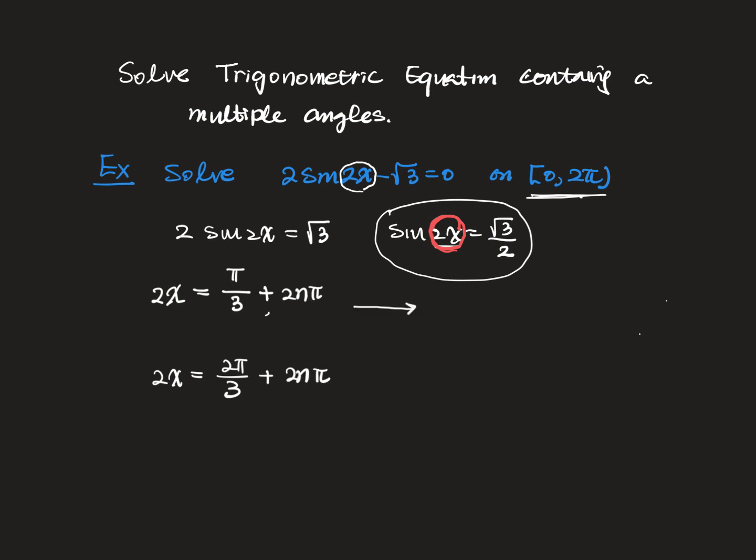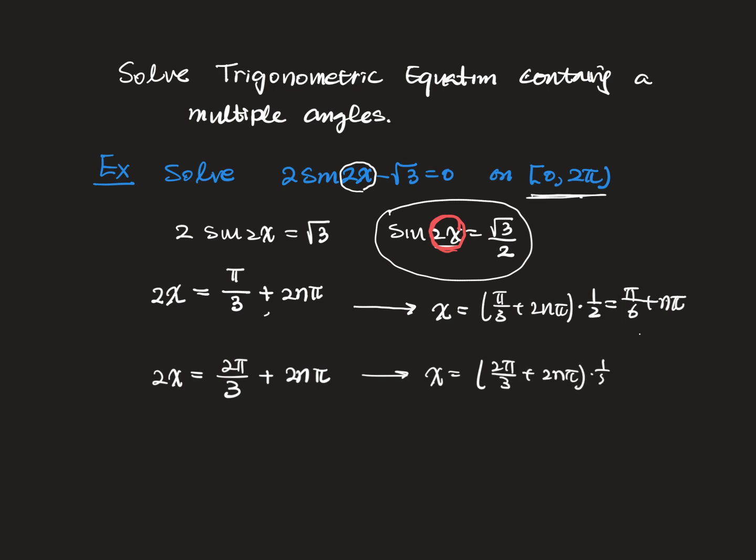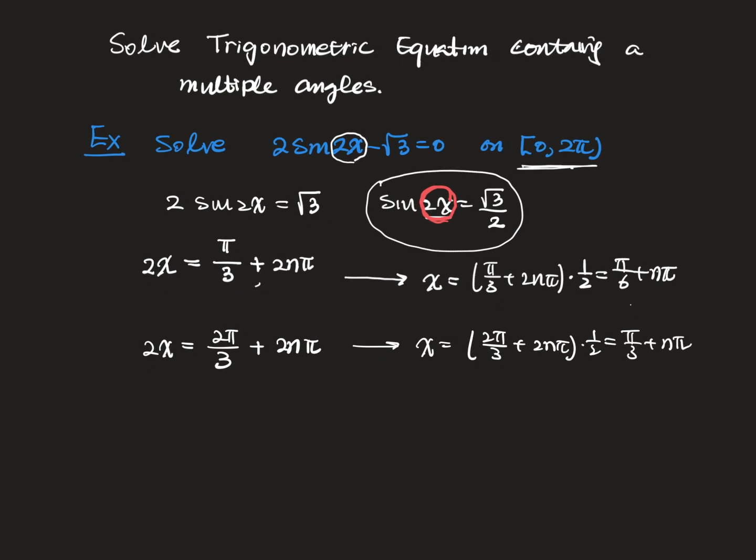So now I can find the x value. Divide by 2, guys. Divide everything by 2. So the first one is pi over 6 plus n pi. The second one, dividing by 2 again, is pi over 3 plus n pi. But we are looking for x between 0 and 2 pi, so be very careful here.